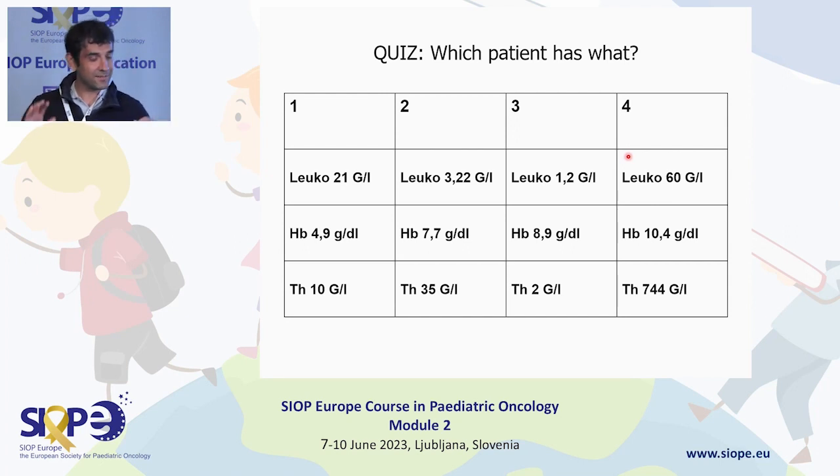This is the last question to you. We have 4 patients. The first one has perhaps a little bit increased leukocytes. He's severely thrombopenic and also anemic. The second patient has decreased leukocytes, decreased hemoglobin, decreased thrombocytes. The third patient has a severe leukopenia and thrombopenia, and the fourth patient has a severely increased number of leukocytes. Hemoglobin is a little bit lower than normal for his age. Thrombocytes are even increased.